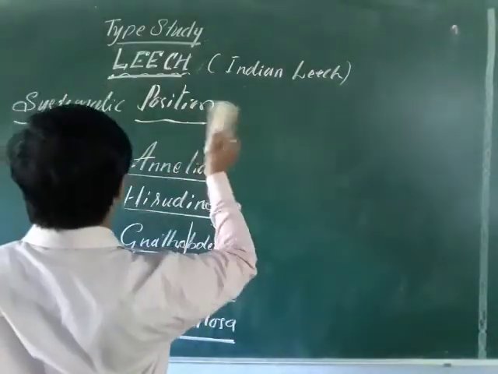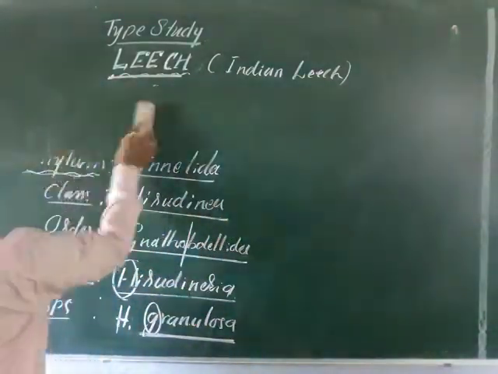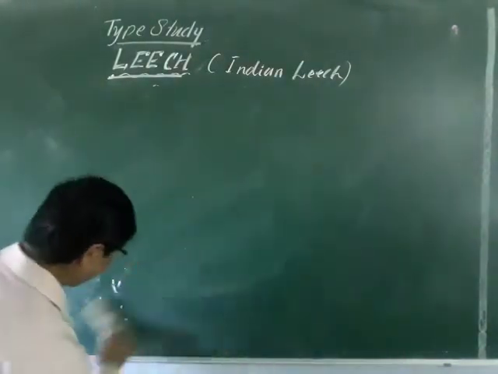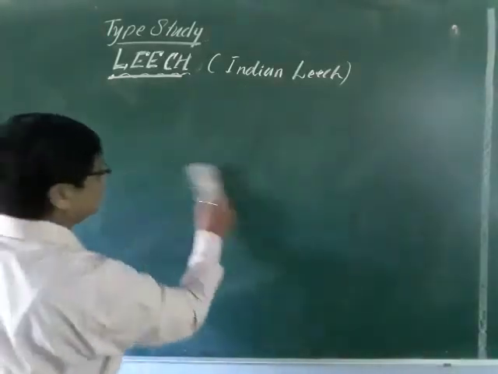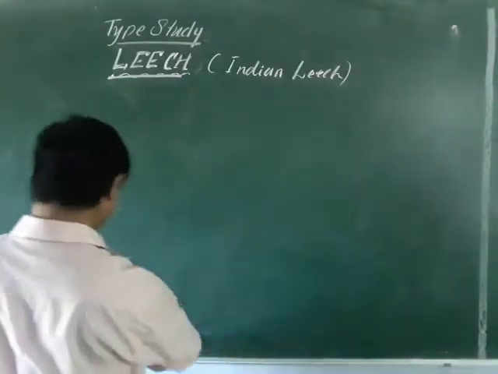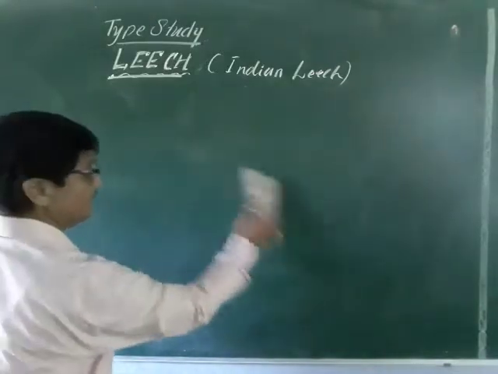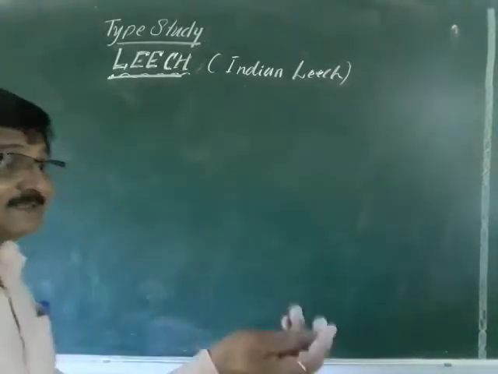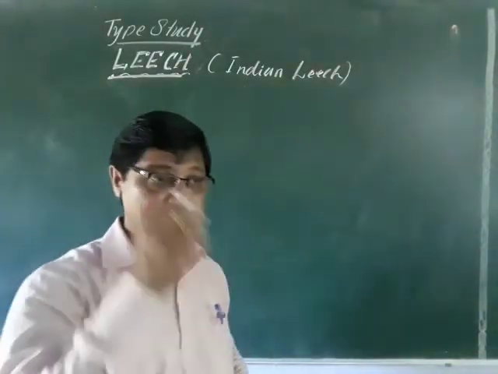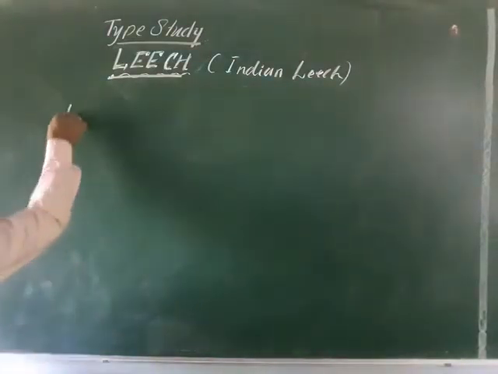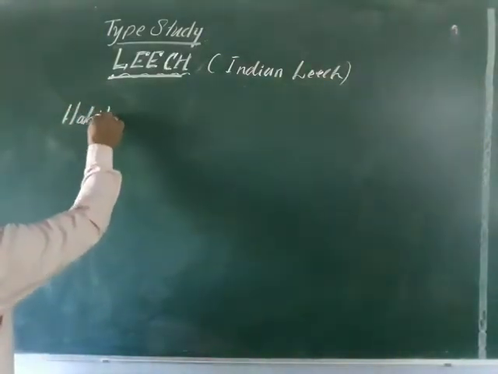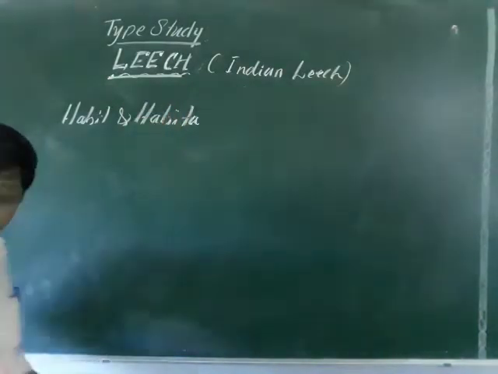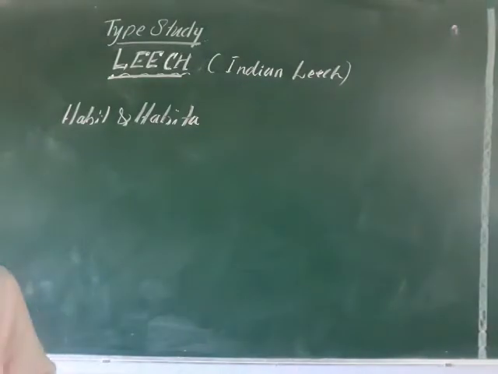And let us go to the habit and habitat. What is its habit and habitat? You know very well, you have studied that. Habitat means the climatic condition of the space, and habit means the mode of living, the living style of the animal. So that is habit and habitat.